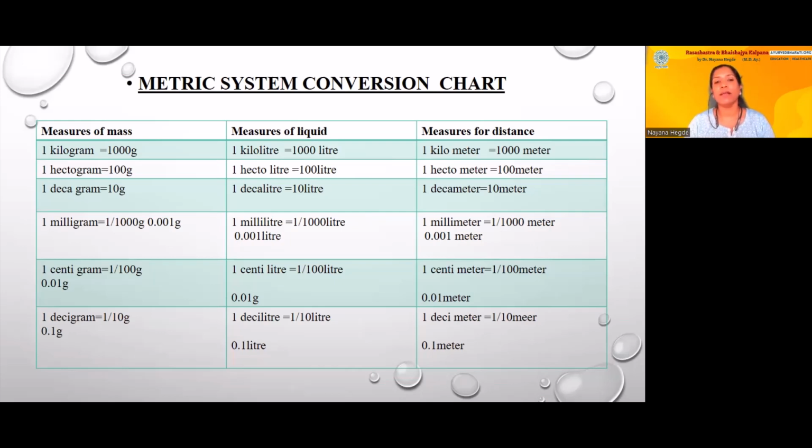Similarly, we can remember measures of liquid and measures of distance. Measures for distance also: kilometer, hectometer, or kiloliter, hectoliter, we can remember. This is the chart where metric system units can be converted in an easy way.